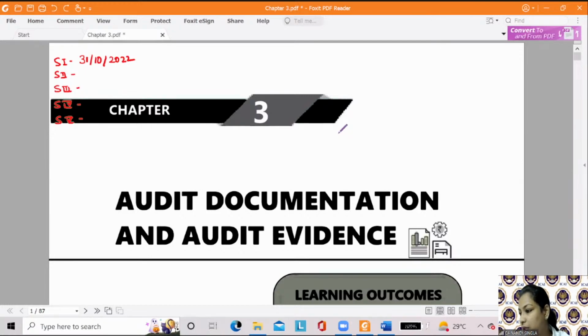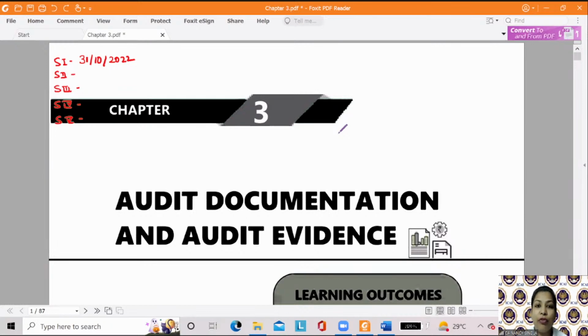Pranav, Gaurav, Yatiraj, Vasudeva. So, students, today we will be starting with chapter number 3, which is audit documentation and audit evidence. A very, very important chapter consisting of 9 essays, right? So, let us start with this chapter.